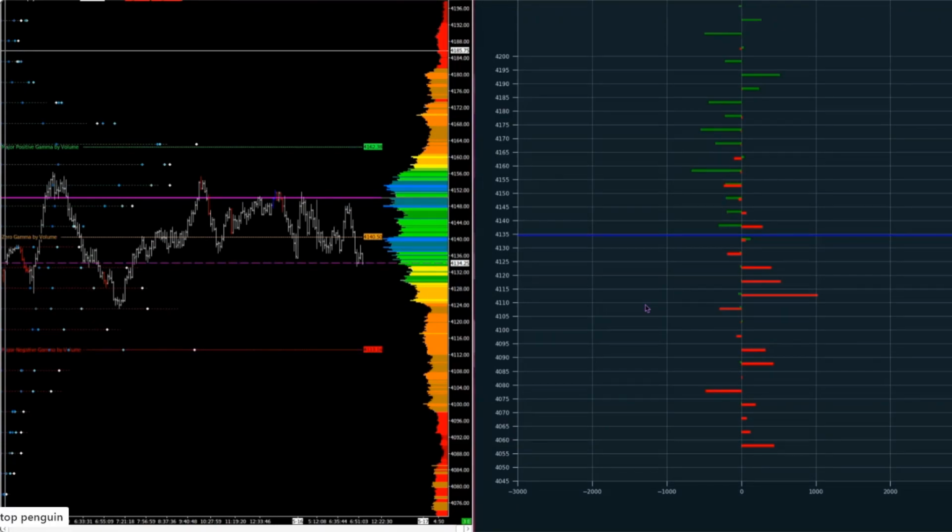Have you been trading with this? I'll just say I have other things that I trade with. Okay, so you're just beta testing it. You're not trading with it yet or anything. Okay, got it.